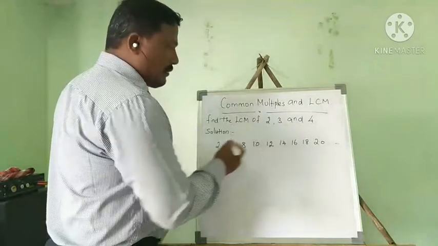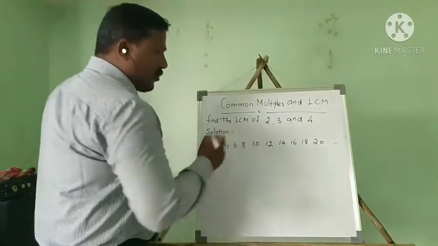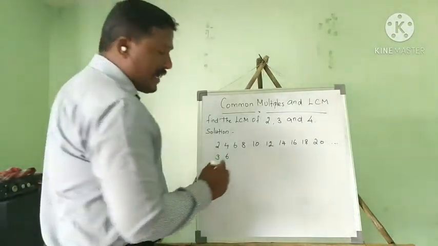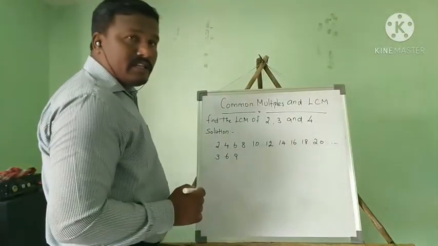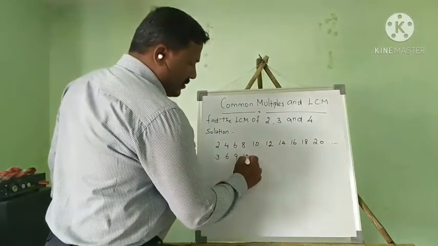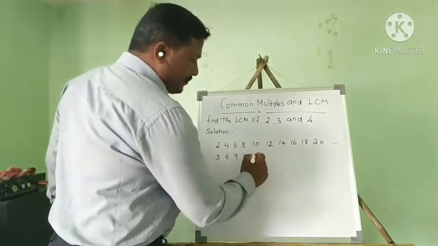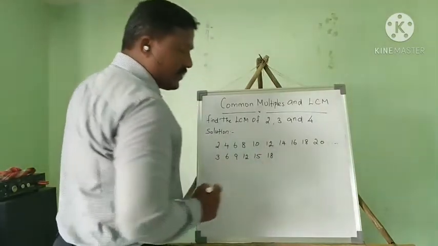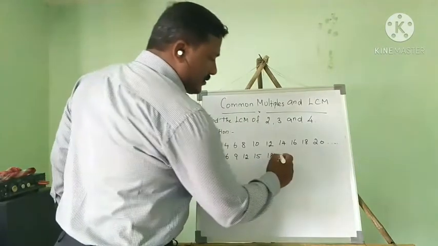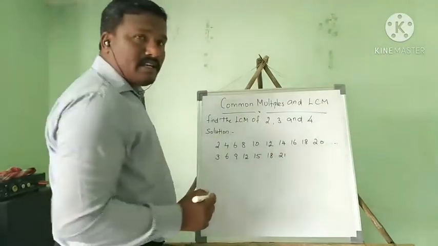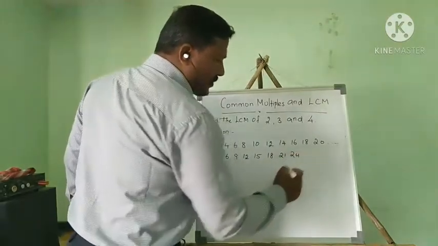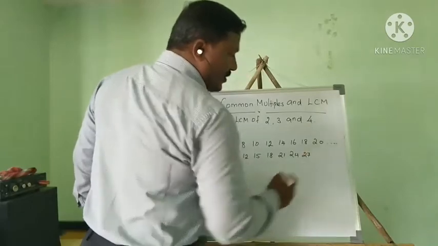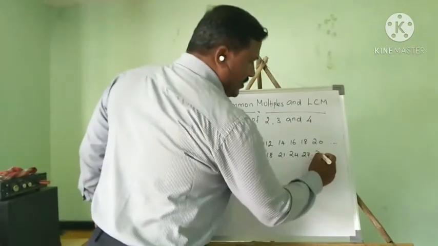Now I am going to find out the multiples of 3. 1 3 is 3, 2 3s are 6, 3 3s are 9, 4 3s are 12, 5 3s are 15, 6 3s are 18, 7 3s are 21, 8 3s are 24, 9 3s are 27, 10 3s are 30, and so on.